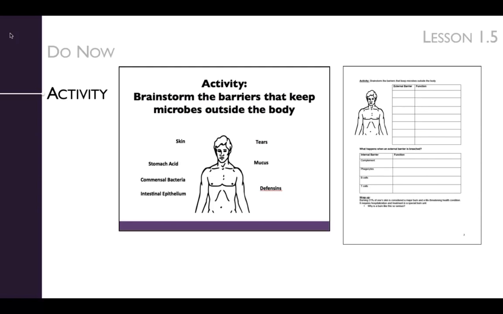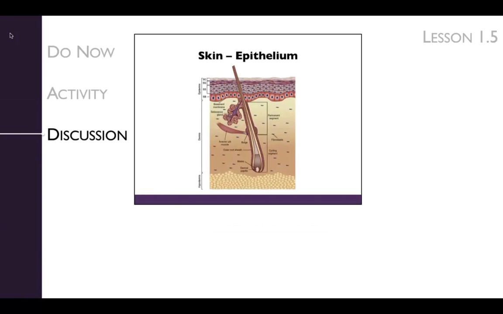includes commensal bacteria. When discussing the body's barriers, it is important to first describe each barrier using the images in the PowerPoint. Next, describe how each protects the host from infection. The skin is a robust barrier made of multiple layers of epithelial cells.